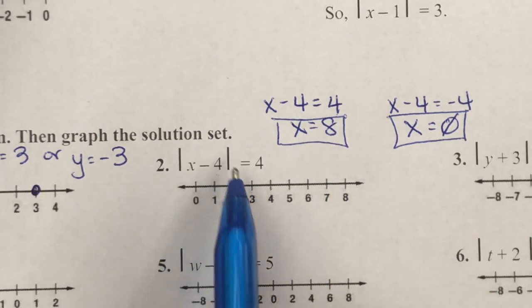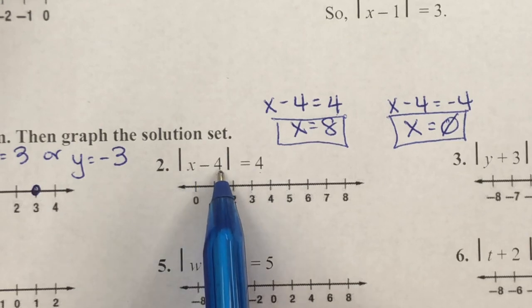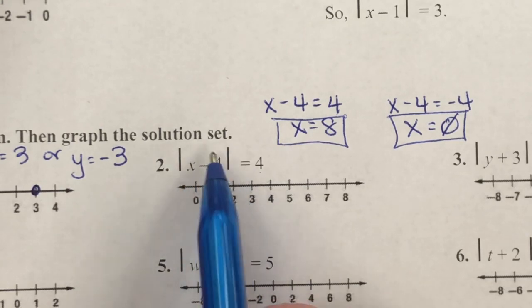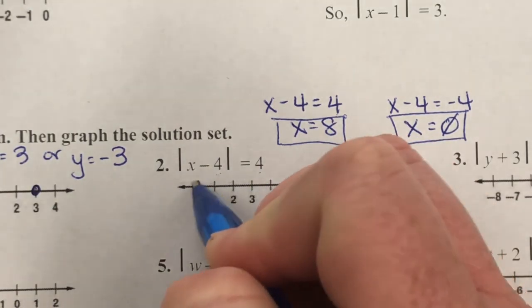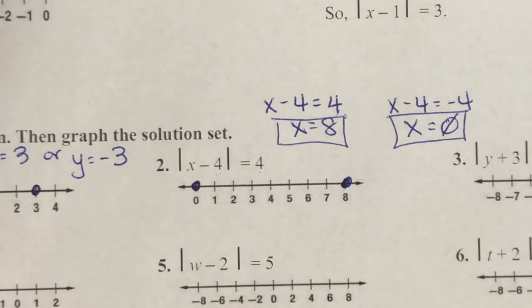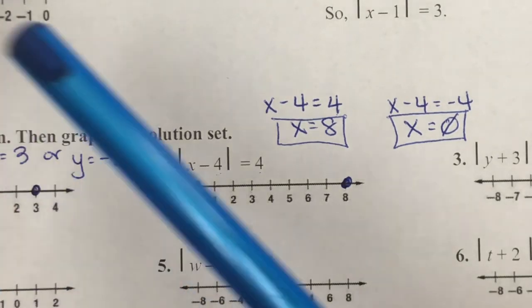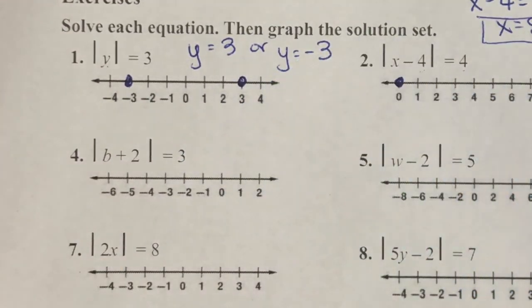8 minus 4 is 4, absolute value of 4 is 4. 0 minus 4 is negative 4, and the absolute value of negative 4 is also 4. So we have a 0, and we've got an 8. Done and done. So every single problem here has an equal sign, and you have to set what's inside absolute value equal to the answer and the negative answer of what's outside absolute value.